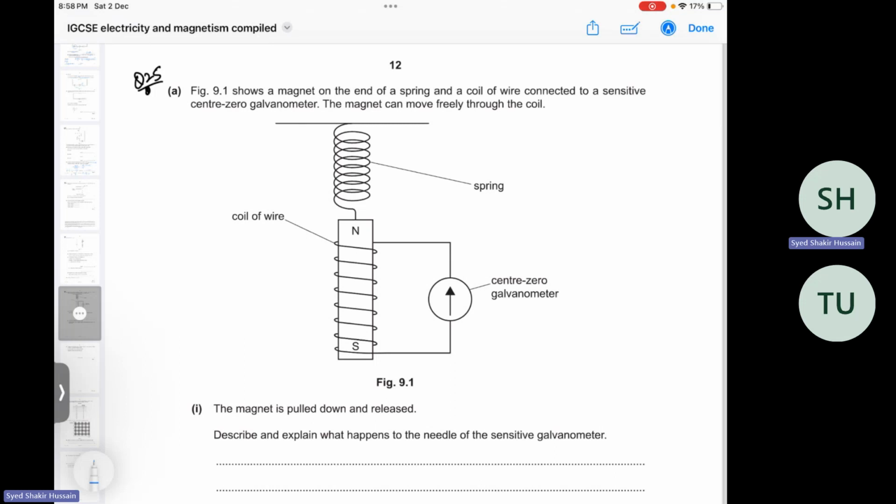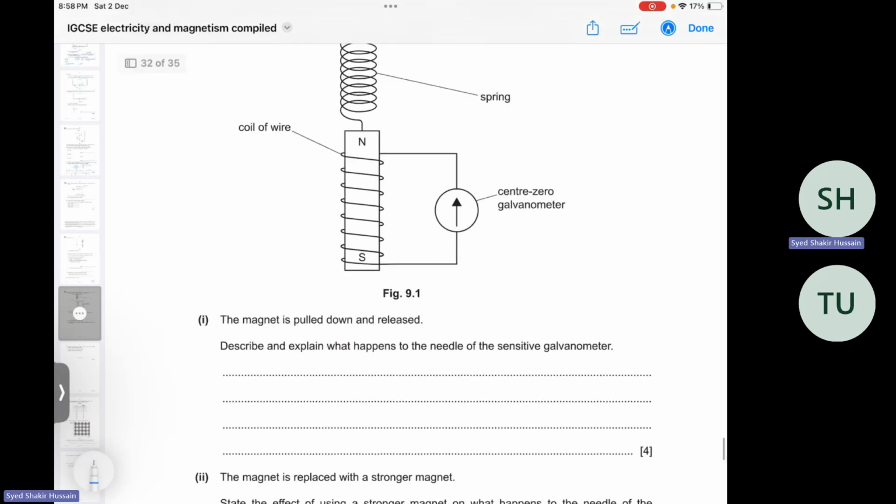Okay, so yes, read the question. The question says you describe and explain what happens with the needle of the sensitive centre-zero galvanometer. Can you give me your answer? It's 4 marks, right?